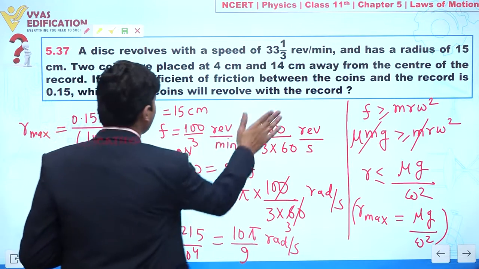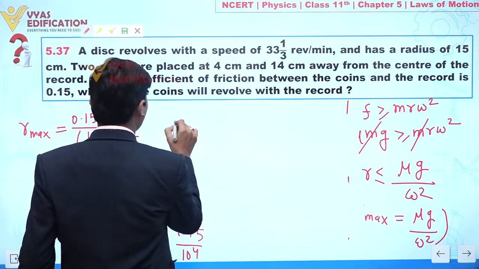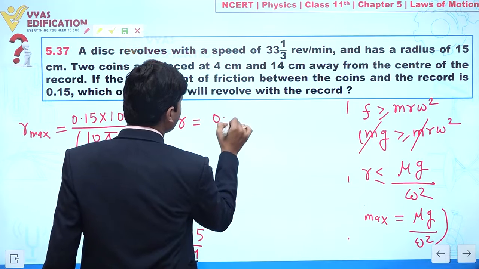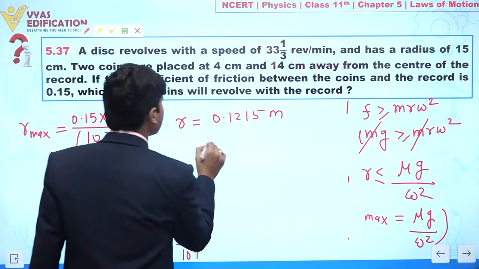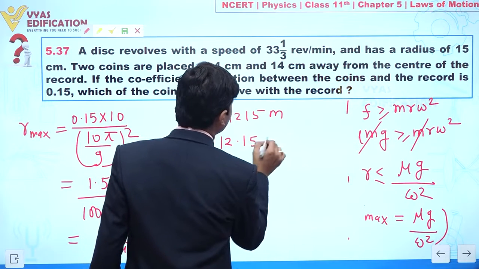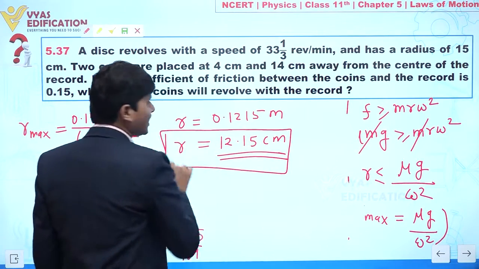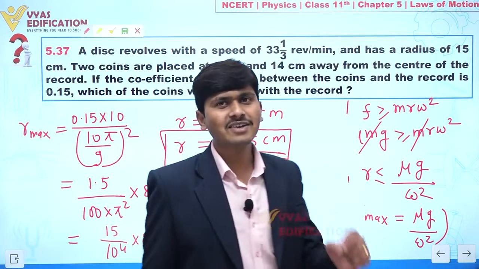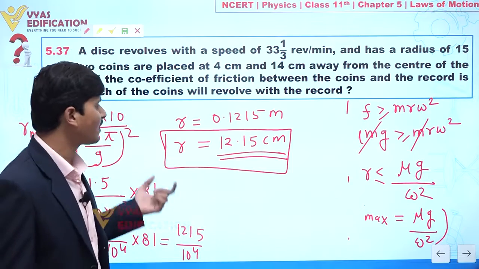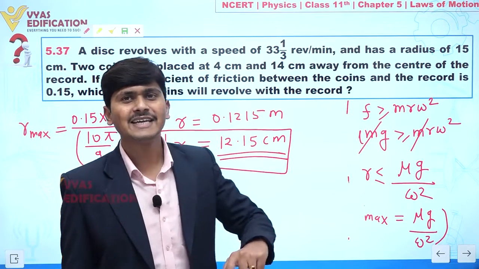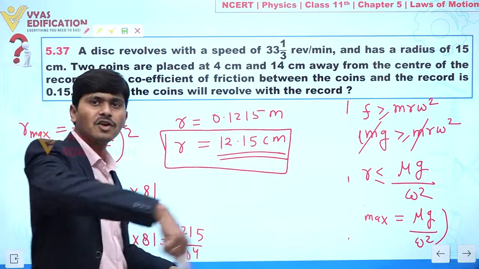So the value we are getting is 0.1215. So I get the value of r as 0.1215 meter. If I convert into centimeter, this is approximately equal to 12.15 centimeter. It means if the radius is either equal to 12.15 centimeter or less than it, in that situation the coin will revolve with the disc.